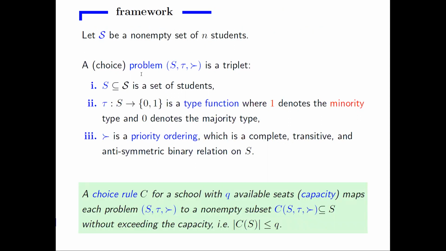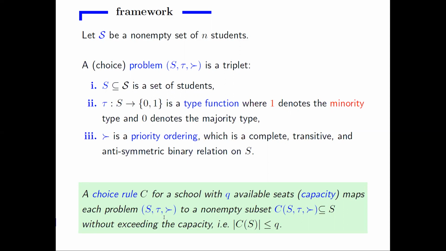So the thing is that without these two extra primitives, tau and the priority ordering, the type function and the priority ordering, this is the definition of the classical choice rule. The difference is now we enrich the domain of the choice rule by also incorporating the type function and the priority ordering.